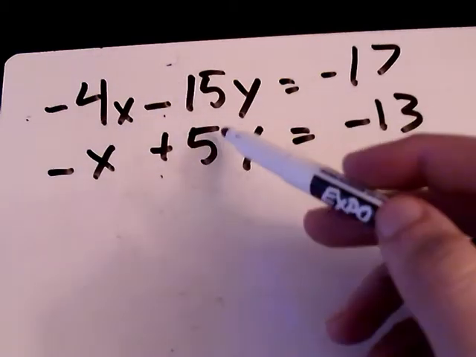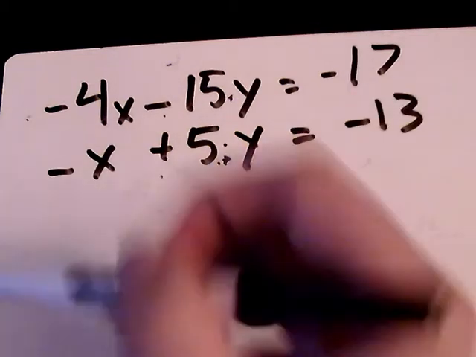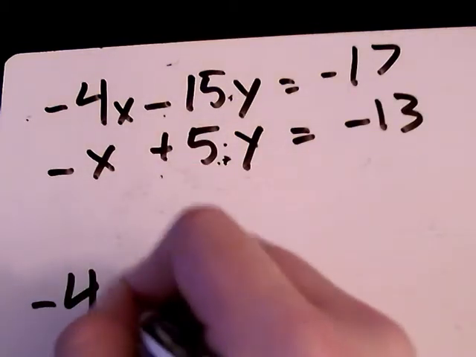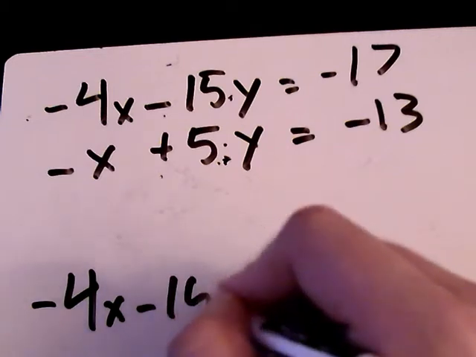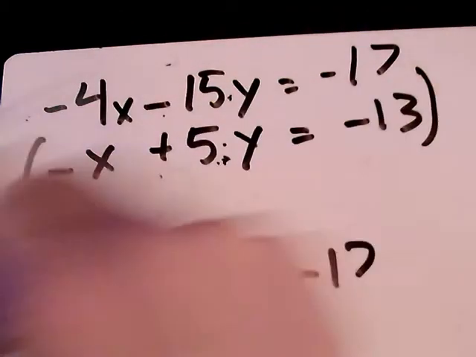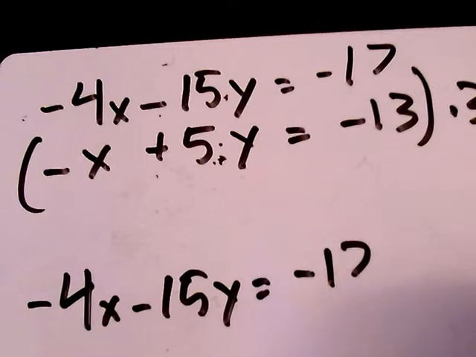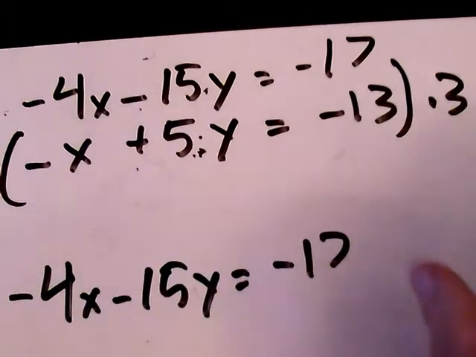So I have to look here. I'm looking at the 5. I need the 5 to become a 15. What do I do to the second equation to change that into a positive 15y? What I'm going to do is multiply the whole thing, just the second equation, by 3. That's all I'm doing. I'm multiplying the second equation by 3.